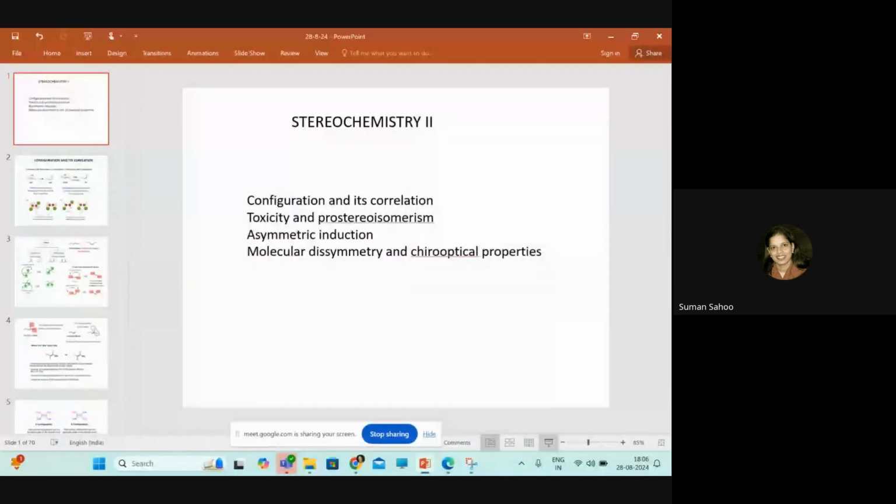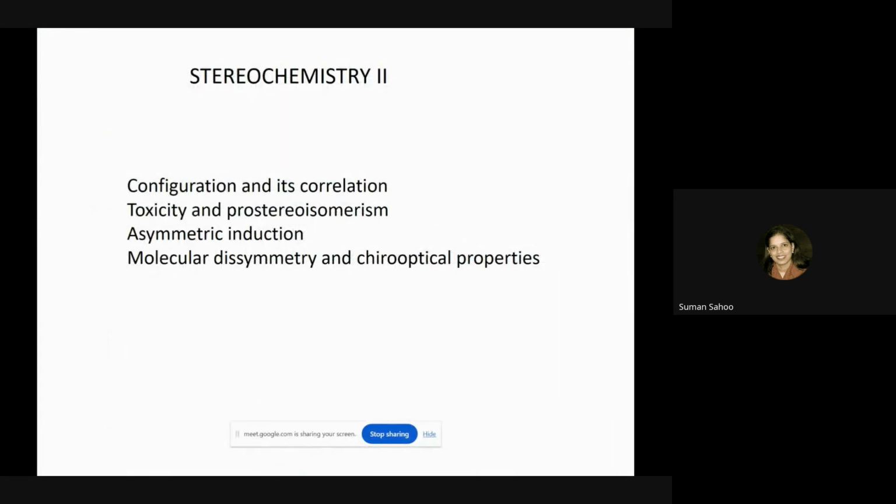So today we will be discussing our block 2, that is stereochemistry 2, which consists of configuration and its correlation. About the configuration, yesterday also we discussed something. Oh sorry, this is topicity, not toxicity. By mistake it is written toxicity. Okay, topicity and prostereoisomerism, asymmetric induction, molecular disymmetry, and chirooptical properties. These are the 4 units we will be discussing today.